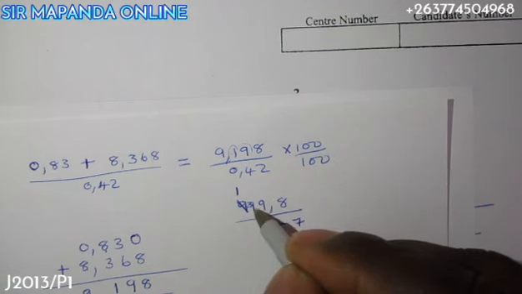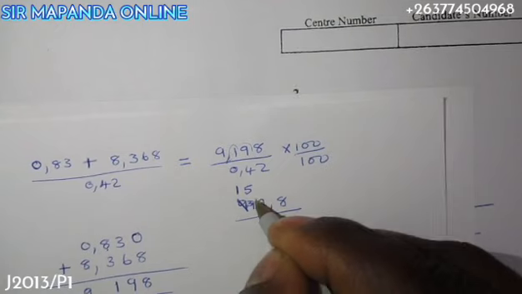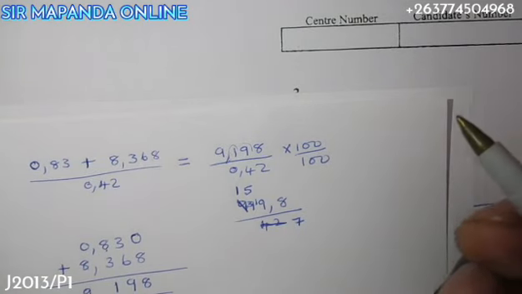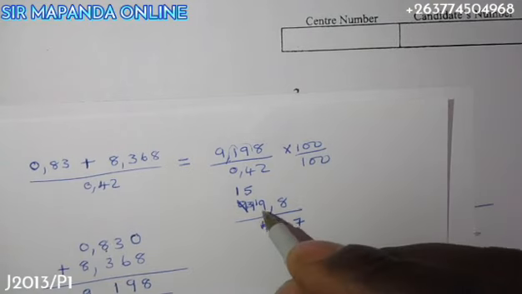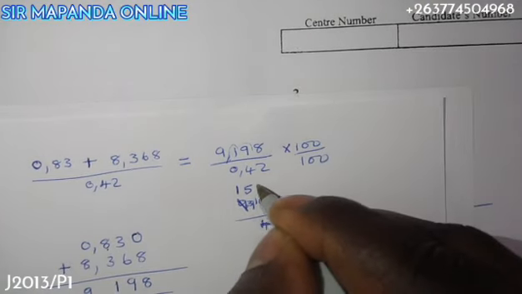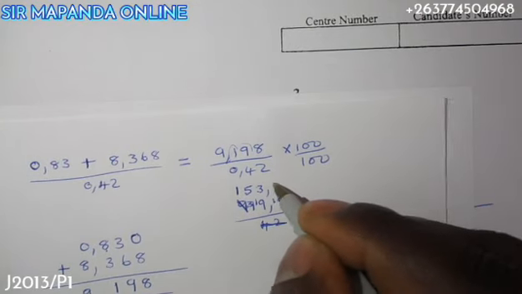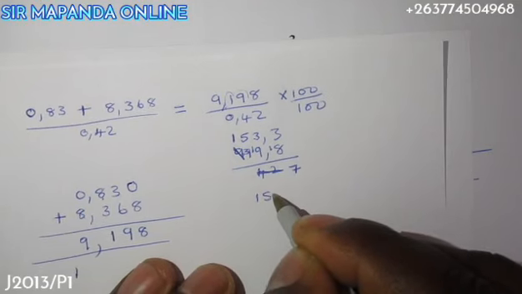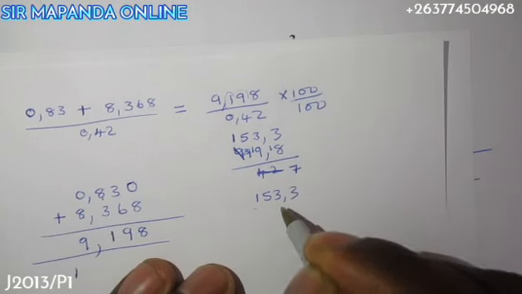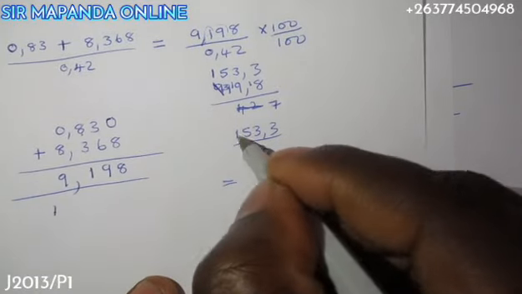Then 6 into 31, you get 5, remainder 1. Since 6 into 30 is 5. 6 into 19, you get 3, remainder 1. Then 6 into 18 is 3. So we now have 153,3 divided by 7.